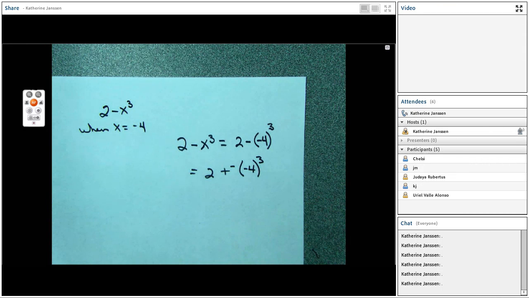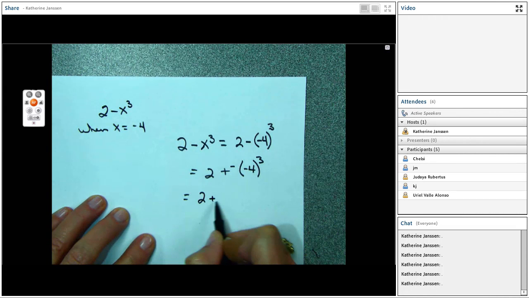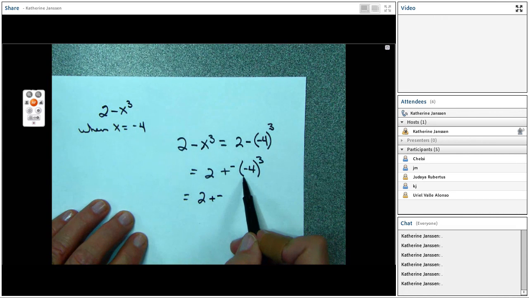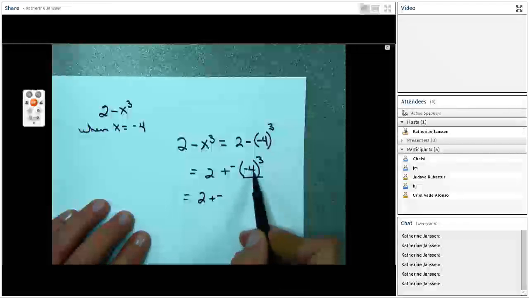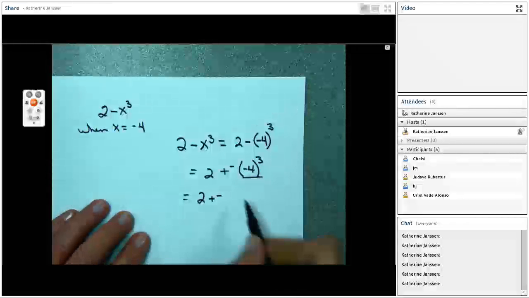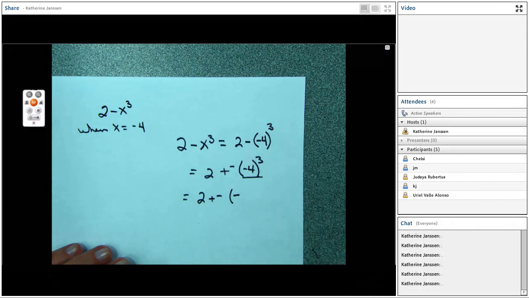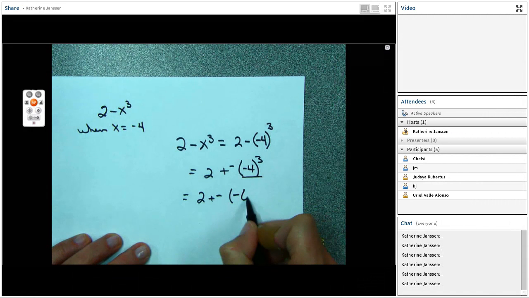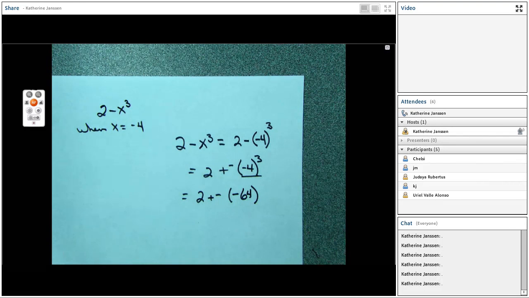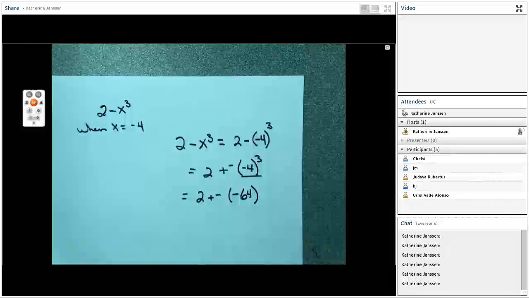Oh, we have exponents. So a negative 4 cubed we know is, we have a negative base times itself 3 times. We know it's negative. 4 times 4 is 16, times 4 is? Okay. Any problem with that? It's a negative base times itself an odd number of times. We know the answer will be negative.